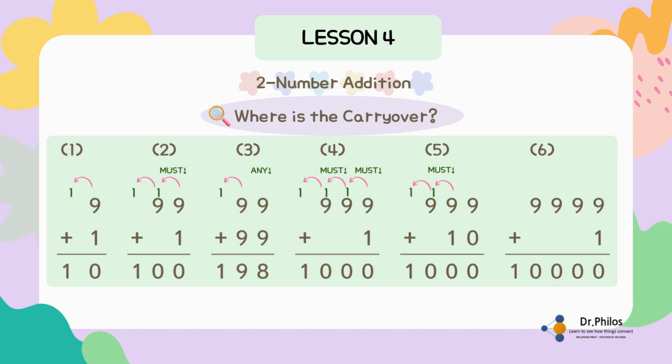In number 6, for a 4-digit plus a 1-digit number to become a 5-digit number, a carryover must happen in the thousands place. Since there is only one number in the thousands place, a carryover must happen in the hundreds place. Likewise, a carryover must happen from the tens to the hundreds, and also in the ones place. You explained it better than I could. I feel great seeing you improve day by day.